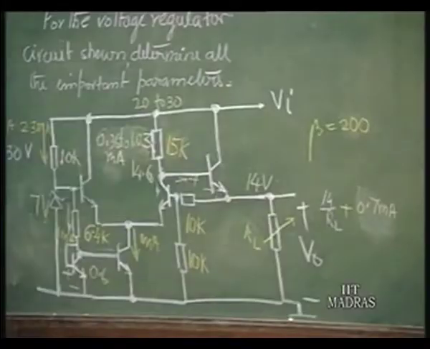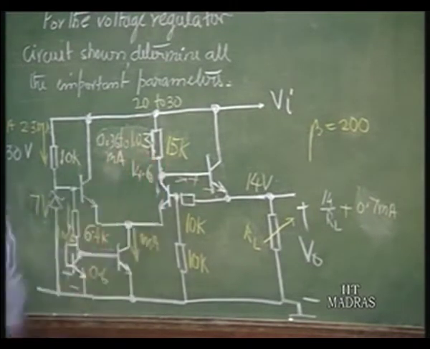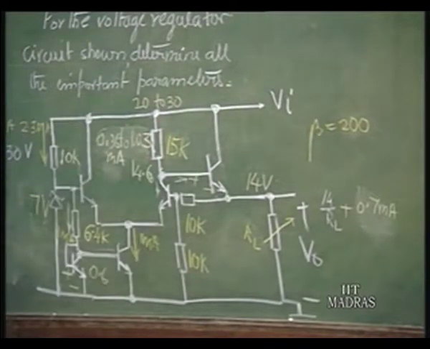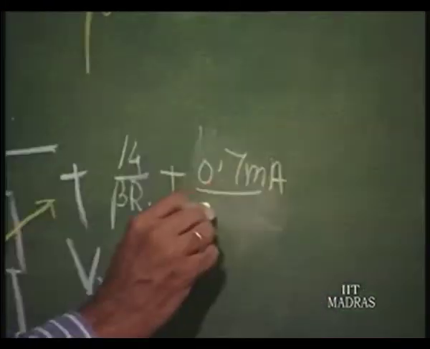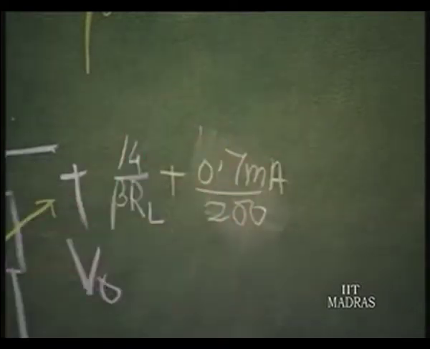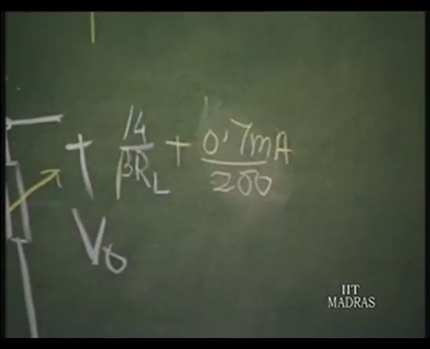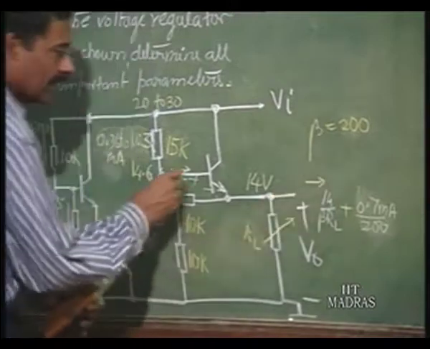So, what should be the range of variation of RL, so that this transistor, this circuit still functions satisfactorily? This divided by beta, beta is given as 200. So, this divided by beta, this becomes a very small part of the current, you can see. Now, we have to concentrate on this 14 by beta RL. So, this current is being delivered here, base current of this.